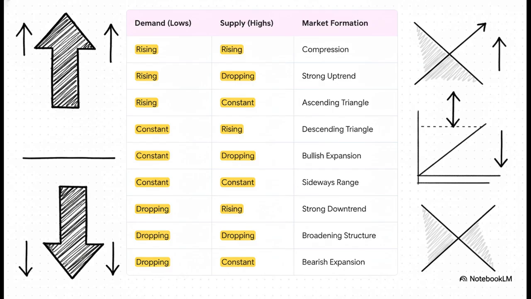That's it. For example, check out the table. When you have rising demand, meaning buyers are willing to pay more, and you also have dropping supply, meaning sellers are backing off, what do you get? A strong uptrend. It makes perfect sense, right? These aren't just random patterns anymore. They are the logical results of the ongoing battle between buyers and sellers.